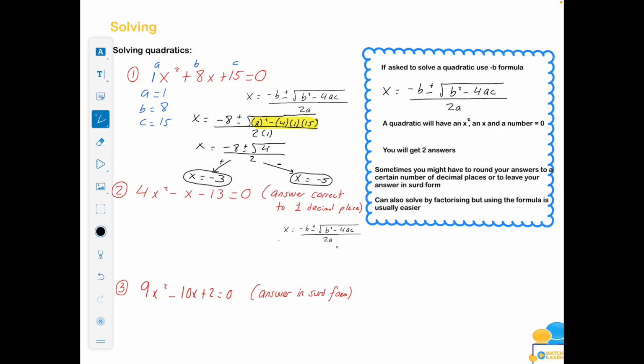Now, next one here, exactly the same thing, except we're going to be rounding our answers to decimal places. So we see it's quadratic. The first thing, we'll write down our formula. Remember you can get marks for that. If everything goes wrong after that, you're still going to pick up some attempt marks.